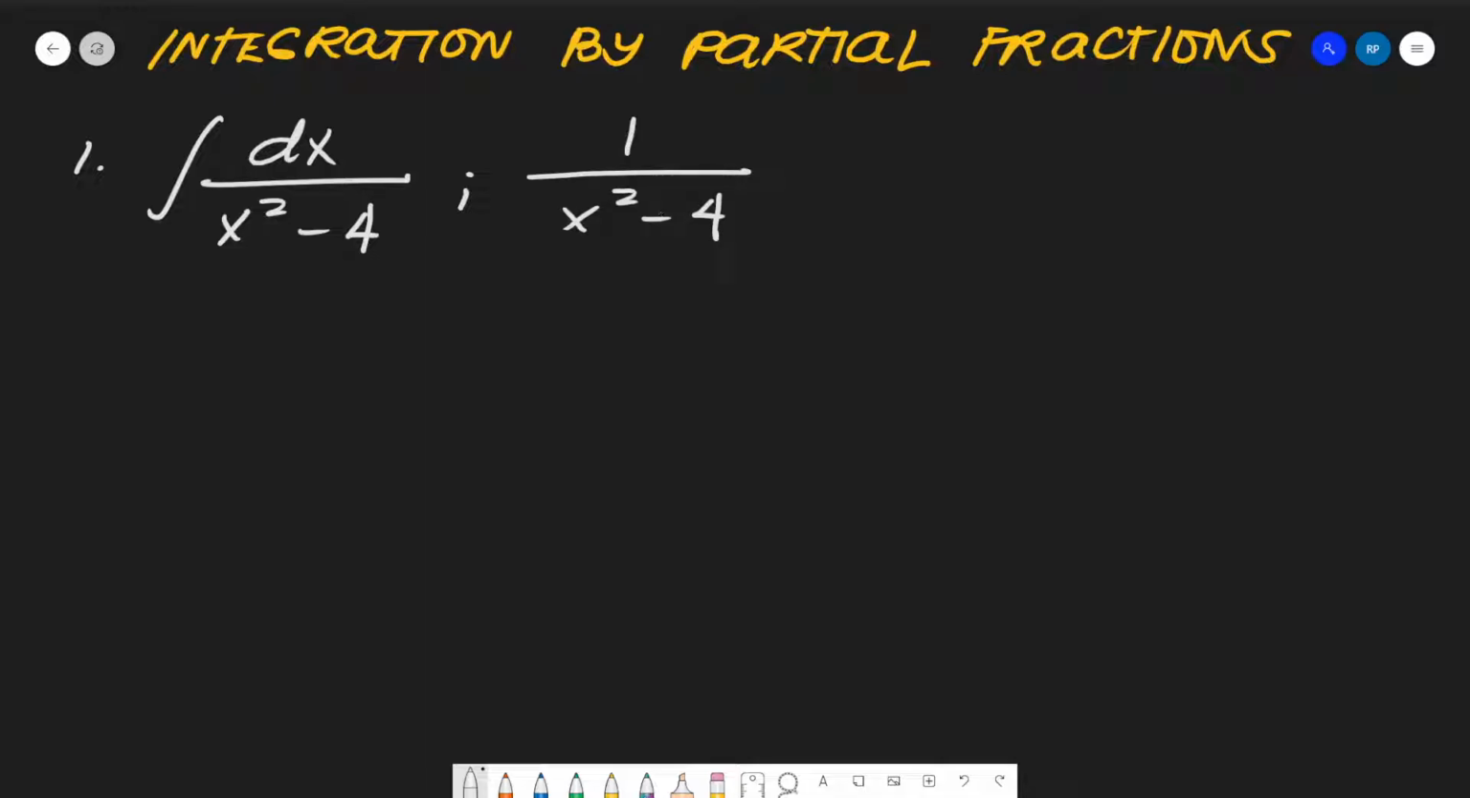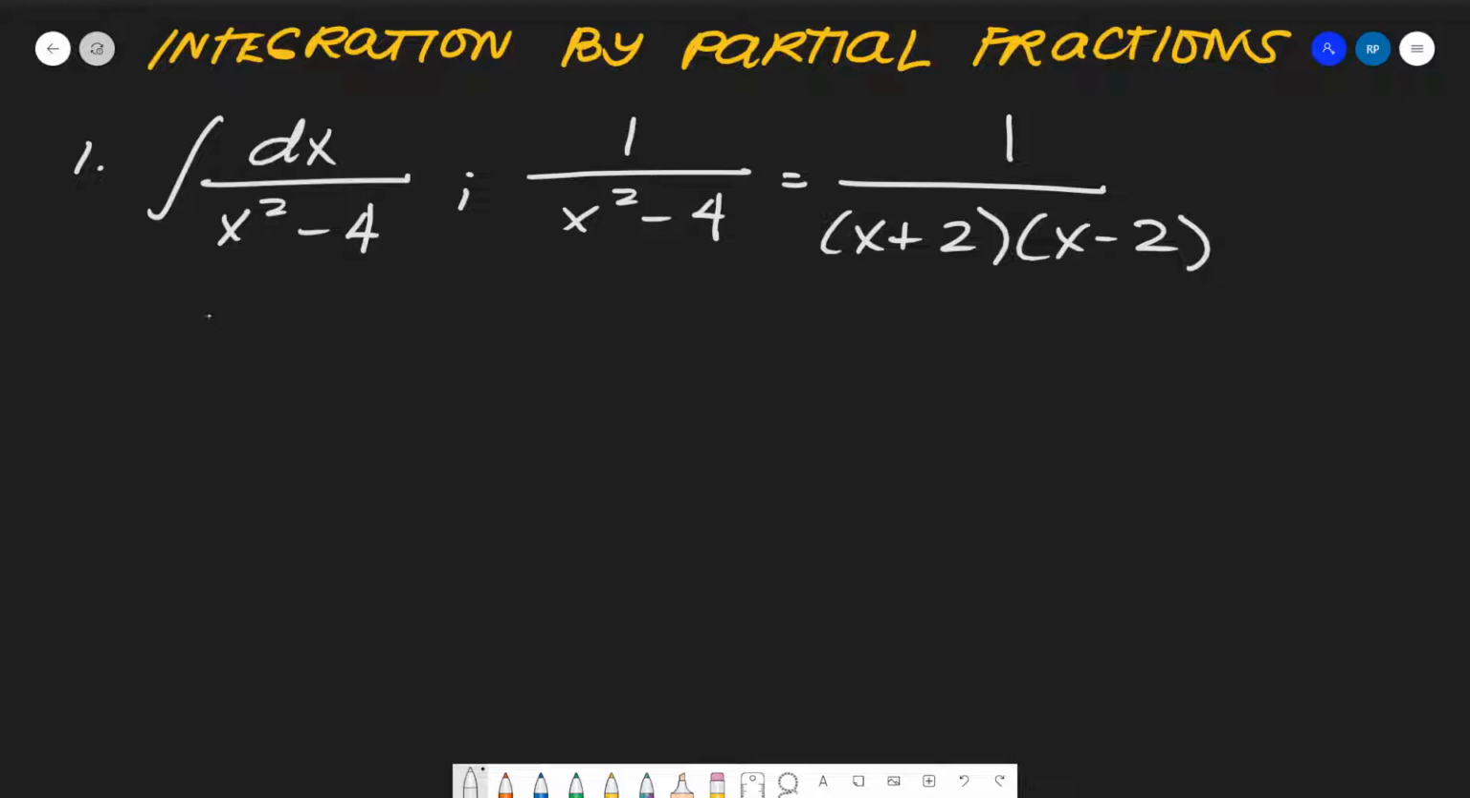Then decompose it. How do we decompose it? Take the factors of the denominator. For example, x squared minus 4 is x plus 2 and x minus 2. So we have 1 over (x plus 2)(x minus 2). Those are the factors of our denominator.